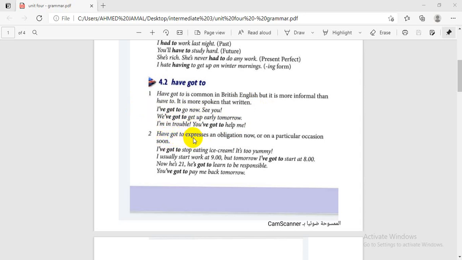Have got to expresses an obligation now or in a particular occasion soon. I've got to stop eating ice cream. I usually start work at 9, but tomorrow I have got to start at 8.